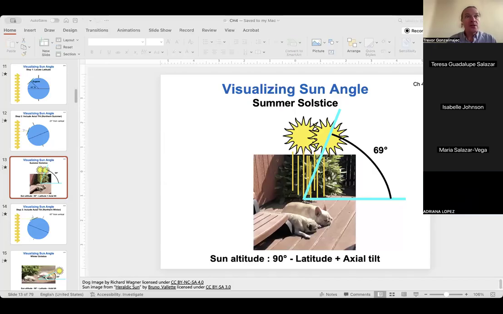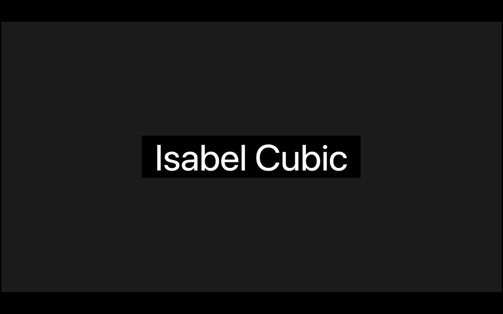Okay, so continuing with chapter 4, we were talking about the sun angle and how it varies with latitude, and so far we've only talked about it on a special day of the year, which is just the summer solstice.